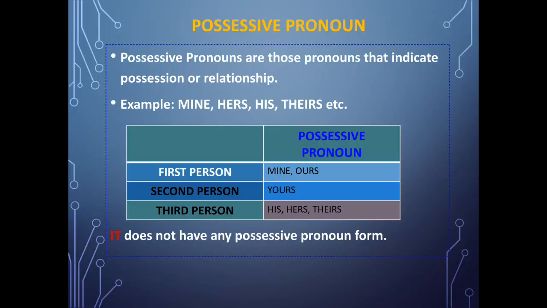Next, possessive pronoun. Possessive pronouns are those pronouns that indicate possession or relationship. For example, mine, hers, his, theirs, etc. In case of first person, we use mine, ours. In case of second person, we use yours. And in case of third person, we use his, hers, and theirs. It does not have any possessive pronoun form. You have to remember it.